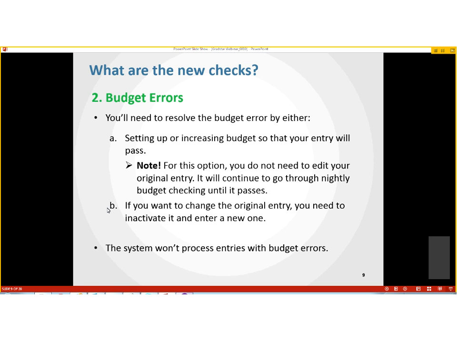But option B is that you are going to use a different chart field string or make an edit to your original entry. Then you need to inactivate your original entry and enter the new one with the new chart field string that you want to use. Also, just like the edit errors, the system won't process entries if you have budget errors. So just know, for edit errors or budget errors, which are the two types of errors you get on any transaction, it won't process if you've got either type of these errors.